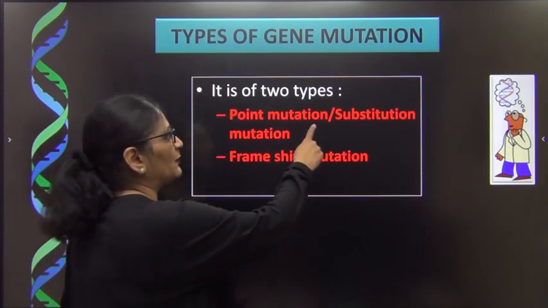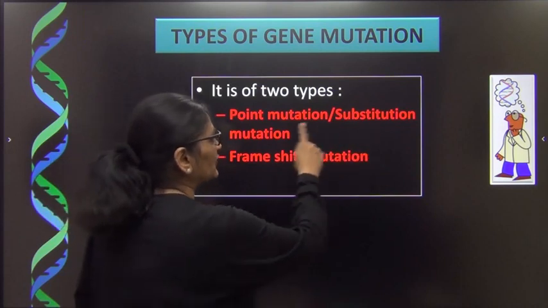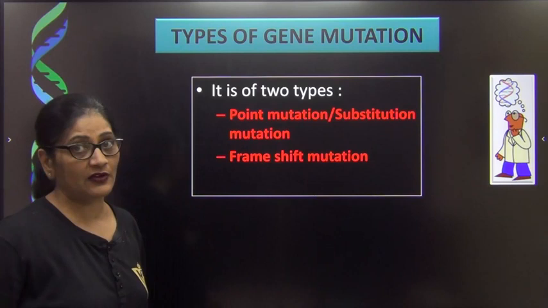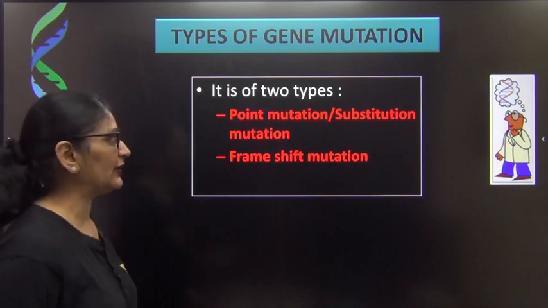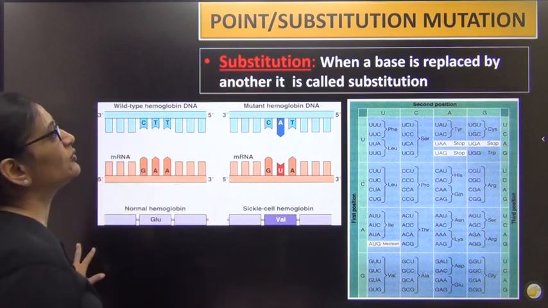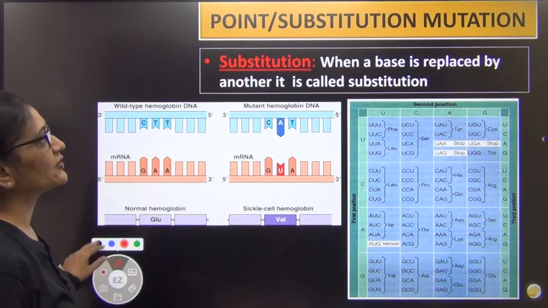One is called point mutation, which we also call substitution mutation, and the other is called frame shift mutation. We will look into each one of them individually. So let us come first to substitution or point mutation. Point mutation, which we also call substitution mutation.